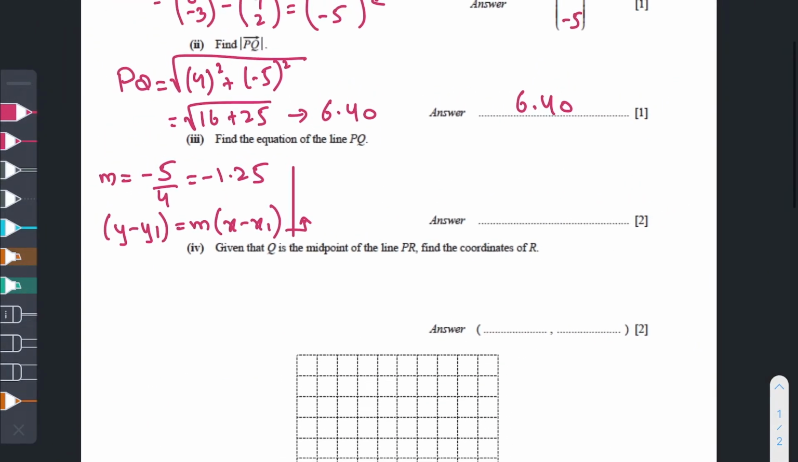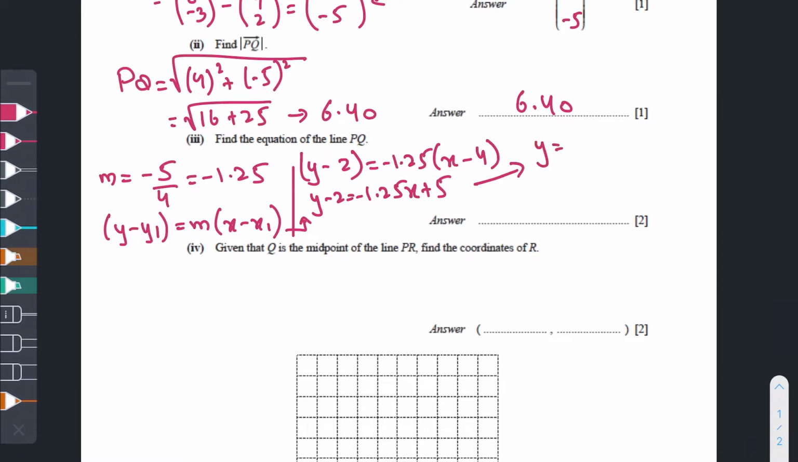Therefore, I write y minus the y value, which is 2, equals the gradient, which is -1.25, times x minus the x value, which is 4. When I expand this, it becomes y minus 2 equals -1.25x plus 5. If I simplify this, our final equation becomes y equals -1.25x plus 7. So you write your answer over here, y equals -1.25x plus 7.